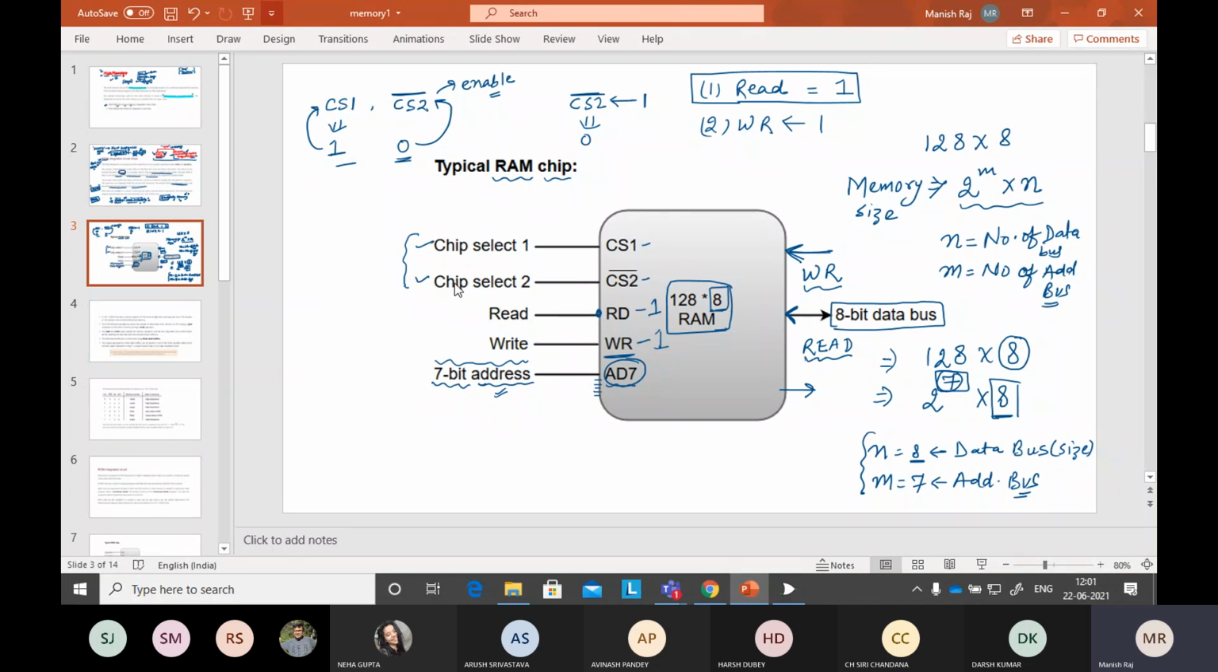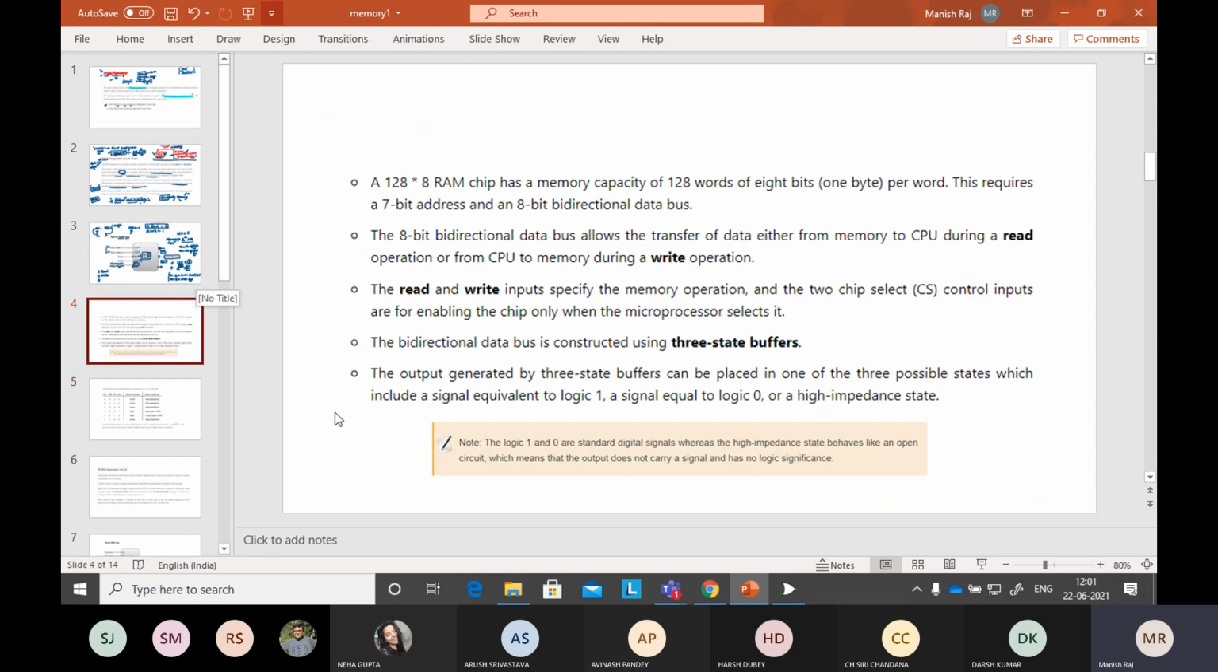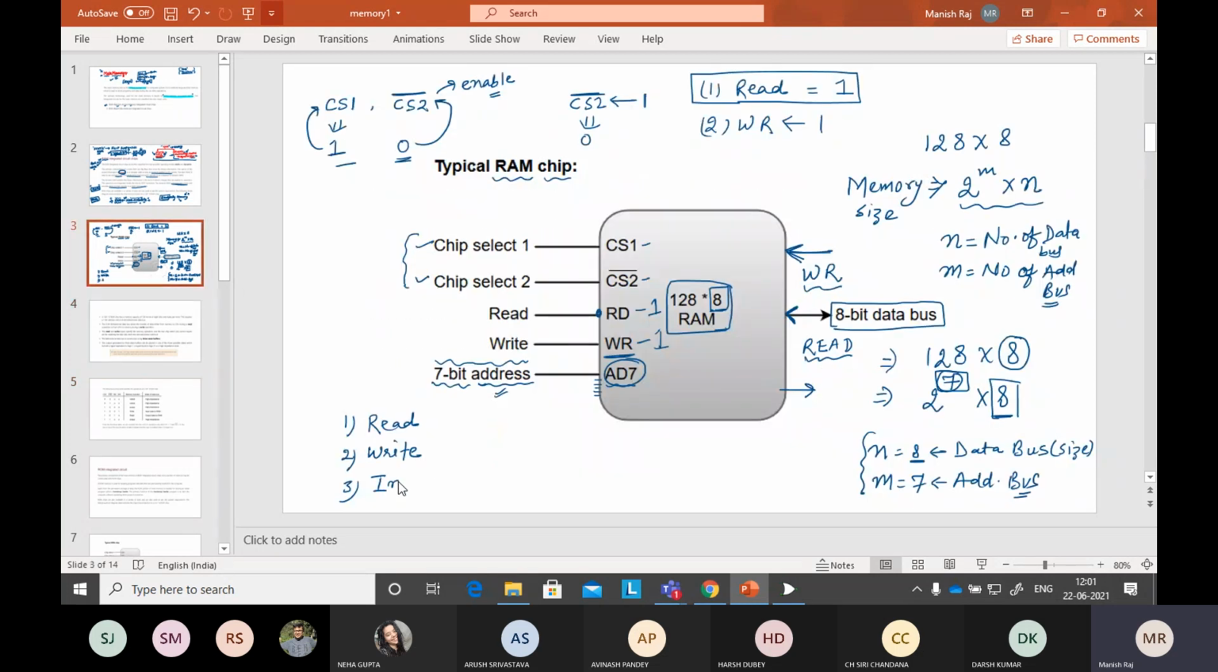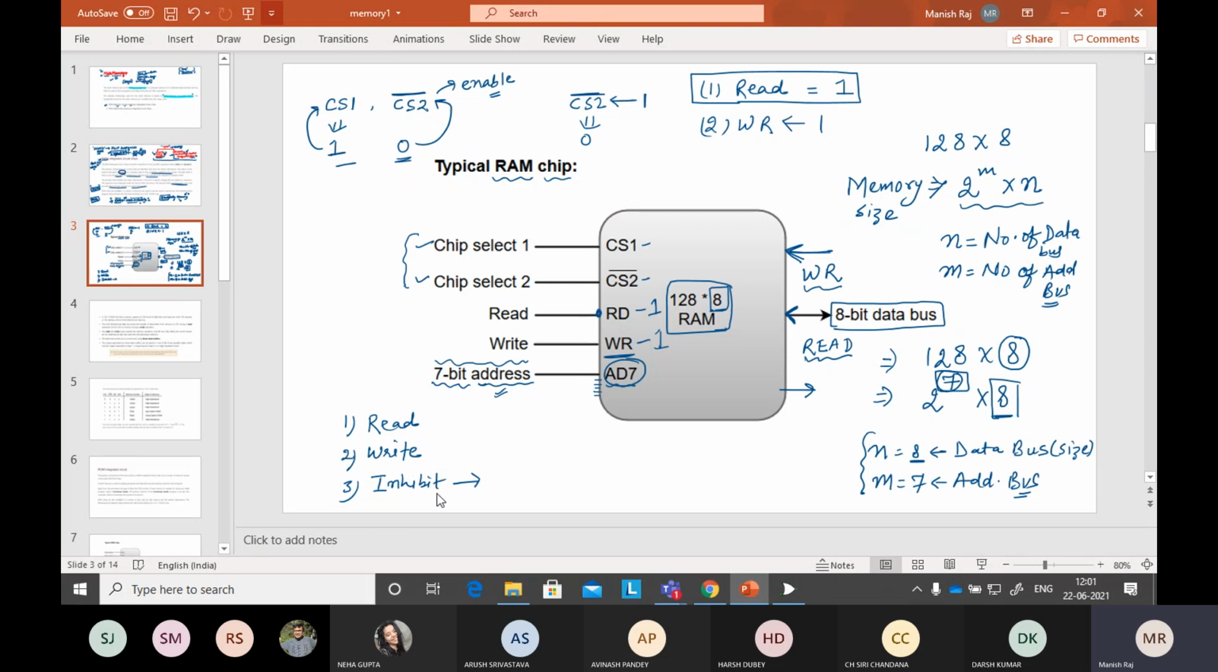Now I am telling you, if I make a truth table for this, how it will work for write, how it will work for read, and there is one more thing. There is read, there is write, and one more thing: inhibit. What is the meaning of inhibit? Inhibit means the chip is not working.